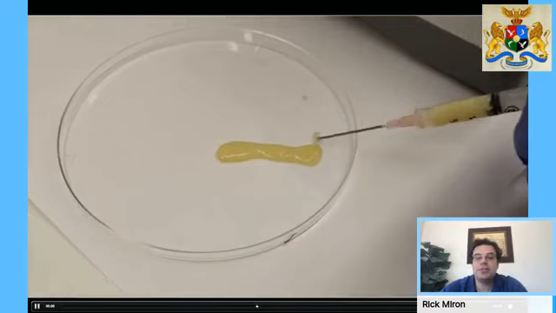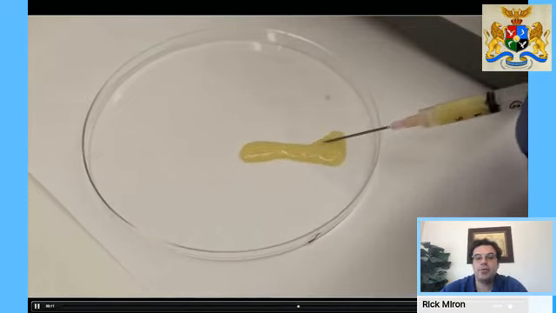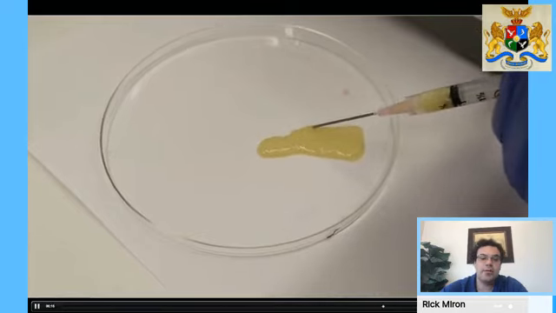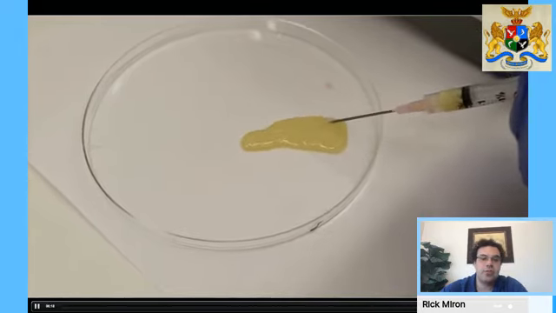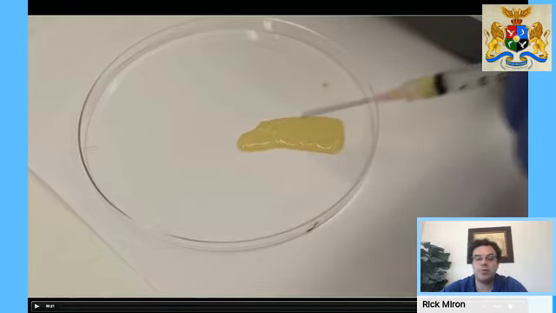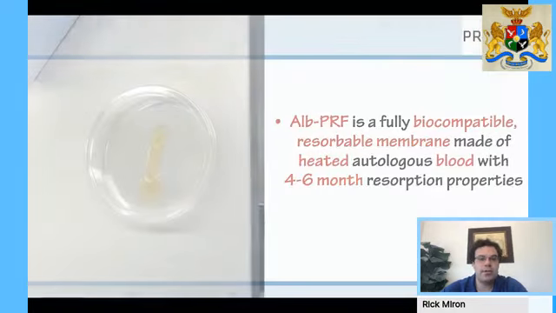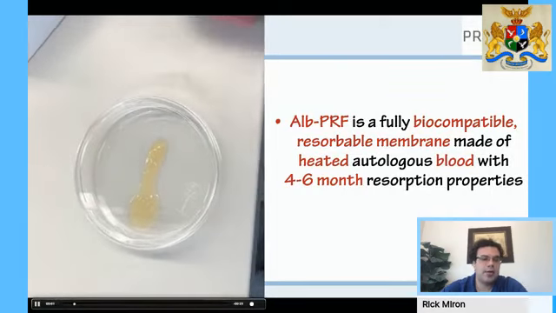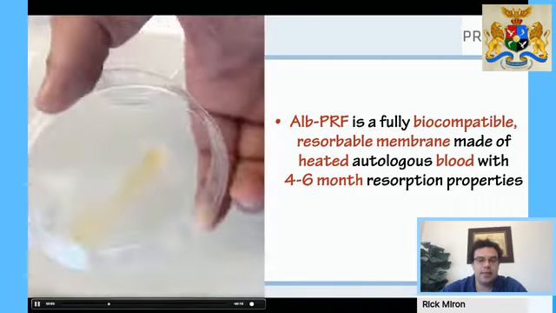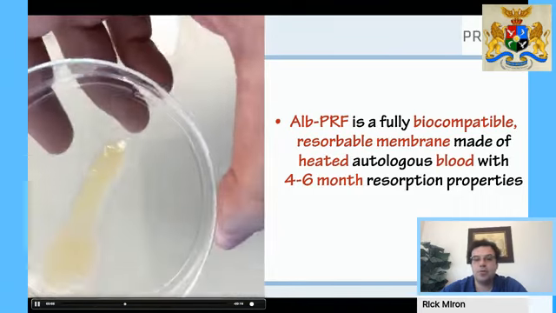And you can see the consistency right away. It's very different than typical liquid PureF, so the consistency is very different. You can create these membranes now of different shapes and sizes and then use them as barriers that'll last 4 to 6 months as opposed to 2 to 3 weeks, which is quite nice technology. Okay, so again, looks very different from your standard membranes, but has much more extended resorption properties.